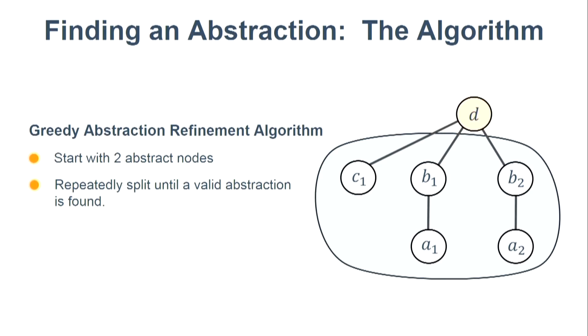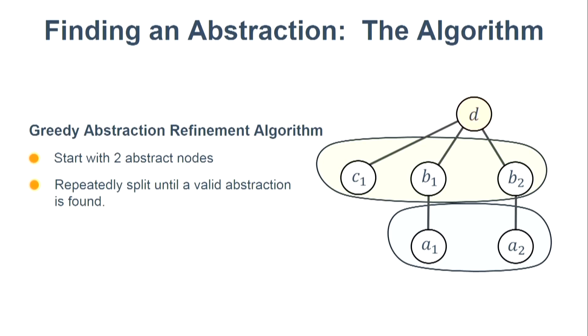So here's our little example again. We start out by having the destination in its own abstract node, and all of the other nodes are in a separate abstract node. If we look at this network, we can see that the nodes B1 and B2 are connected to an orange node, but the nodes A1 and A2 are not connected to an orange node. So that means the for all exists condition fails, and we need to subdivide this big abstraction into two smaller ones, where B1 and B2 are in a different partition from A1 and A2.